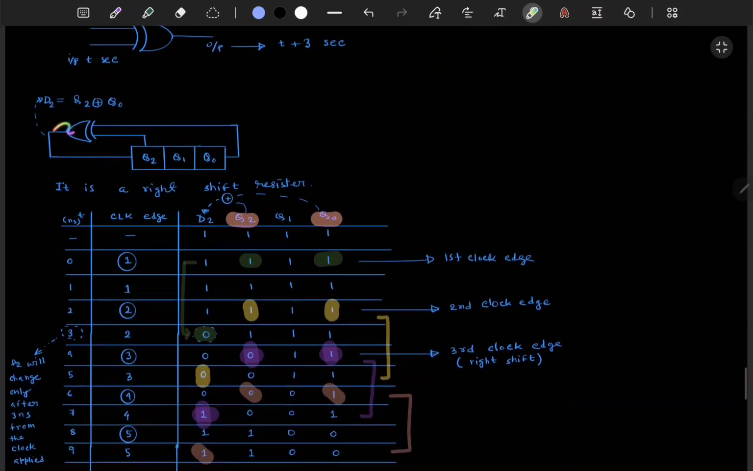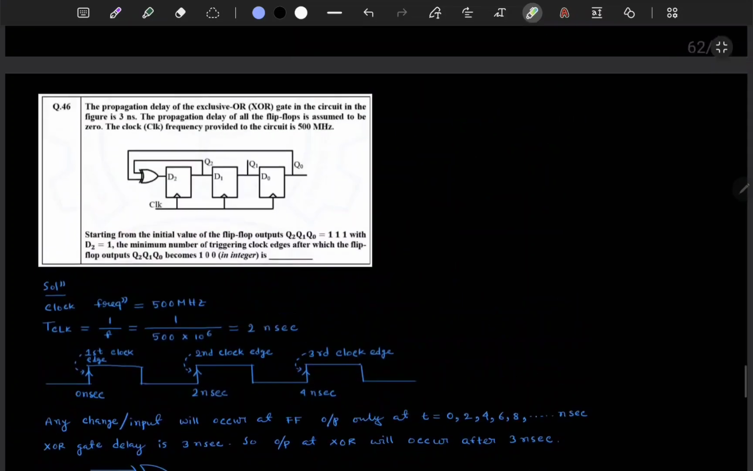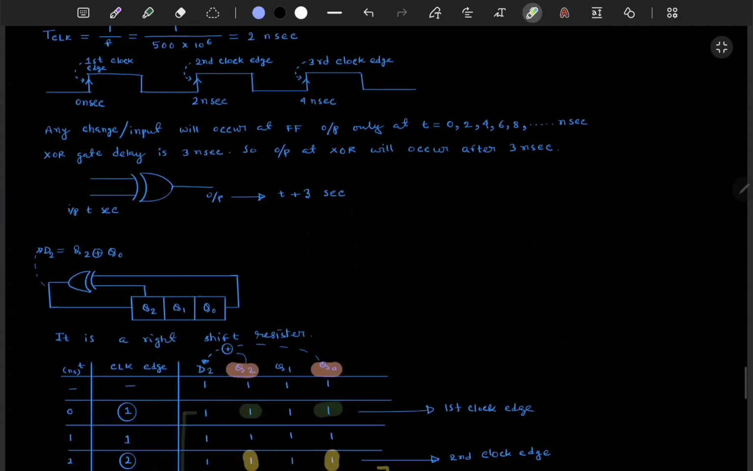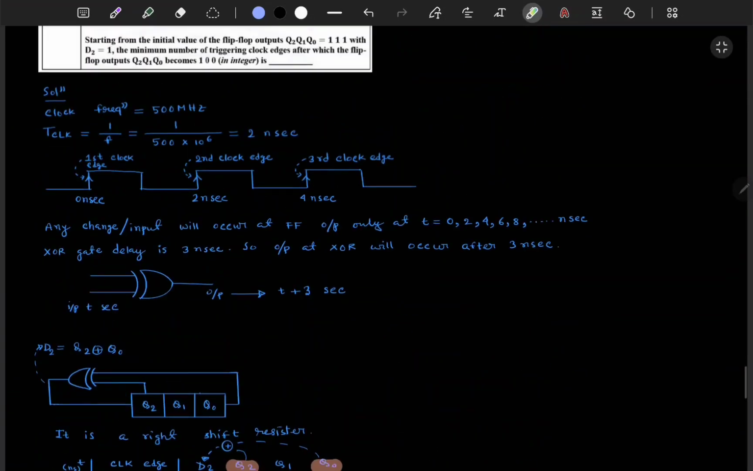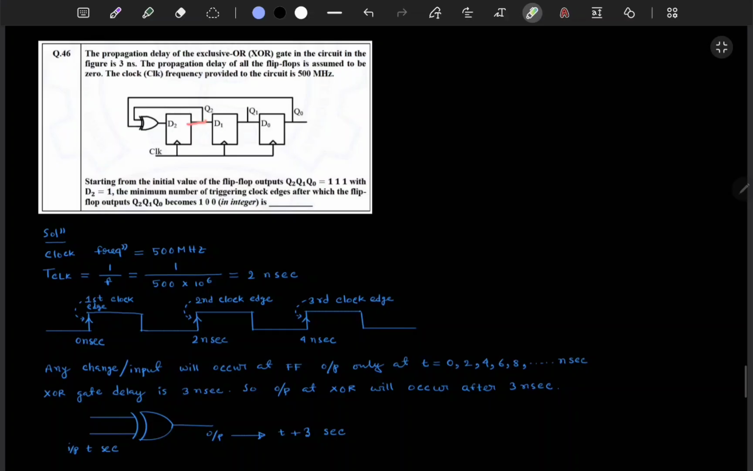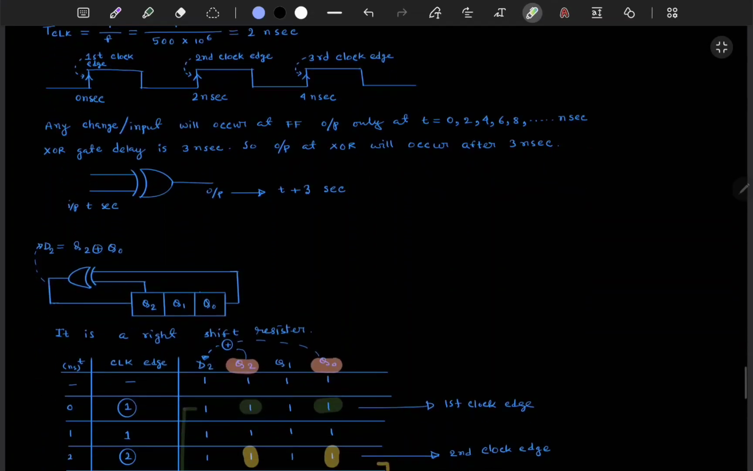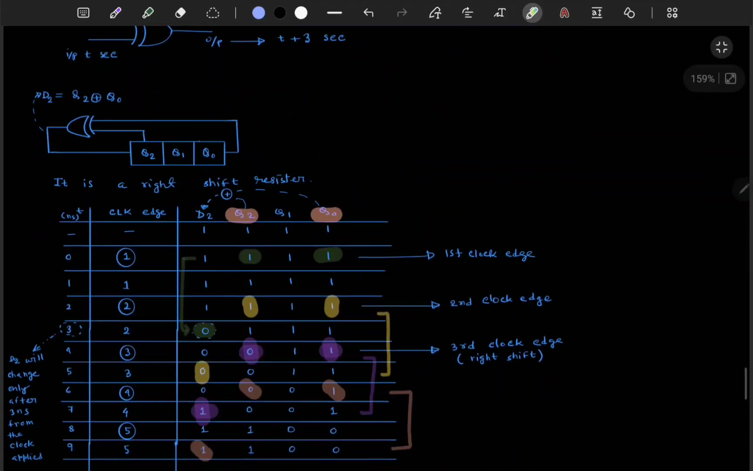So this is the same as D2 only, because the same thing is coming at D2. The input of this XOR is the output of Q2 and the output of this flip-flop and this flip-flop.